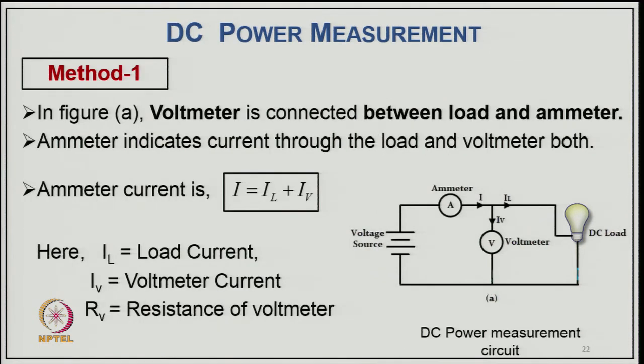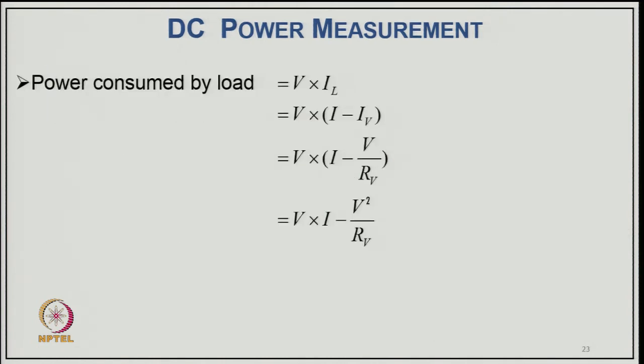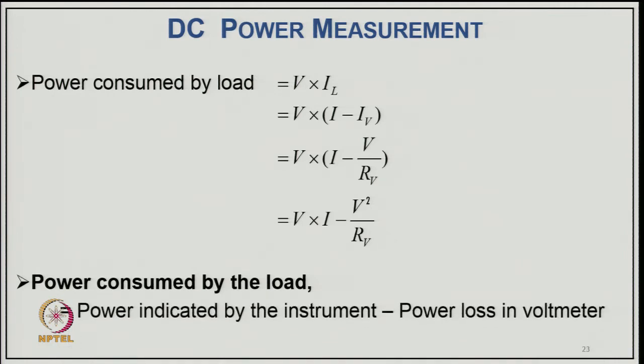So, coming to method 1, in figure A shown here, the voltmeter is connected between the load and ammeter. The ammeter indicates the current through the load and voltmeter. The ammeter reading is IL plus IV, where IL is the load current, IV is the voltmeter current, and RV is the resistance of the voltmeter. So the power consumed by the load will be V into IL, or V into (I minus IV), or V into (I minus V upon RV), that is VI minus V squared upon RV. You can call it the power consumed by the load is equal to the power indicated by the instrument minus the power loss in the voltmeter.